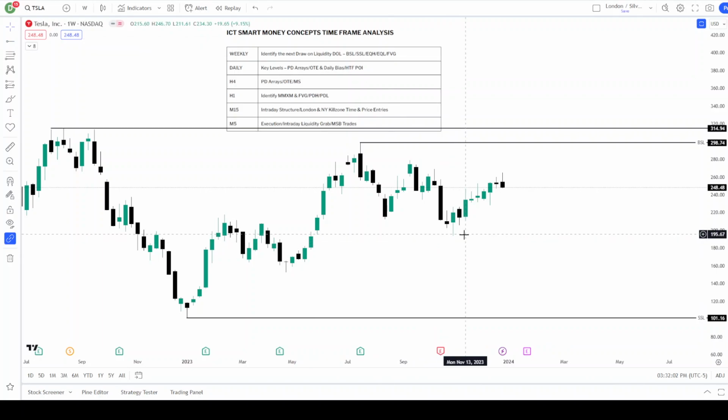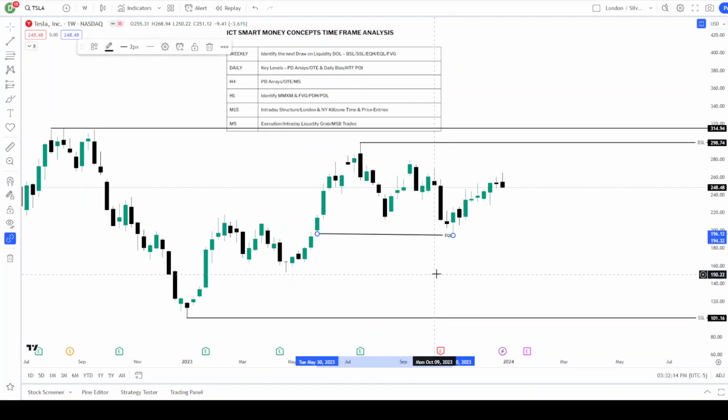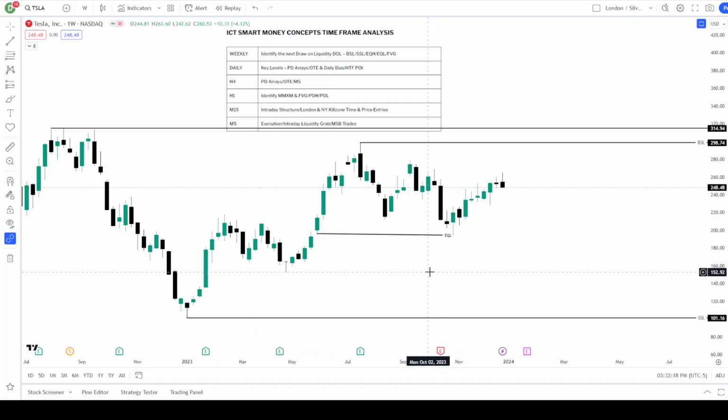So you could draw a horizontal line, or you could use a trend line, and you could take it to the exact wick and label it equal low. It doesn't have to be perfectly equal. Relative equal is good enough.